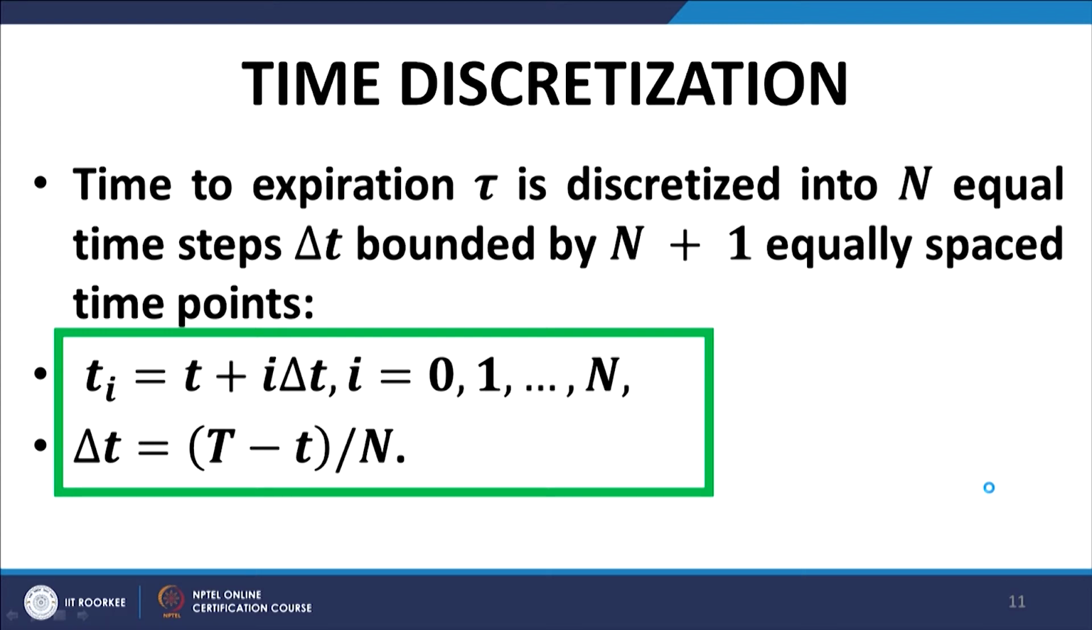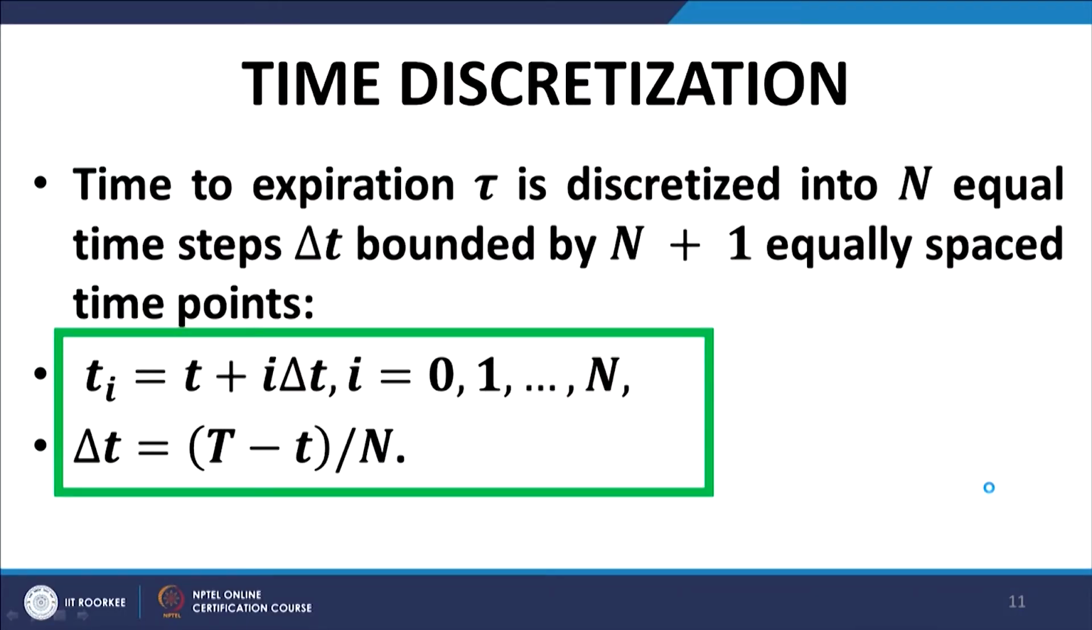As usual, we split up the time between the remaining time to maturity, that is, the time from t equal to small t to t equal to capital T. Small t is today, the current instant, and capital T is the maturity of the option. So this whole time interval, represented by tau, is split up into n equal partitions or time steps, each of length delta t. They are all disjoint, of course, and therefore they are bounded by n plus 1 equally spaced time points.